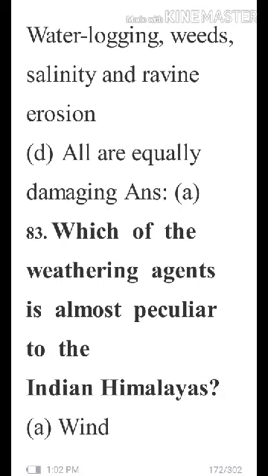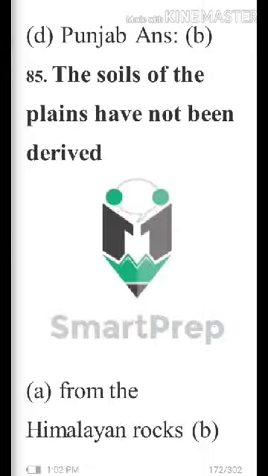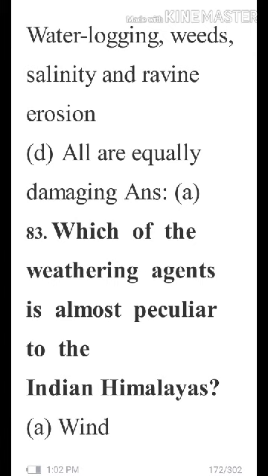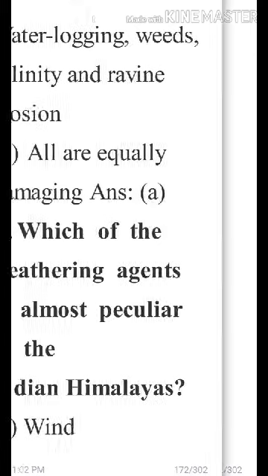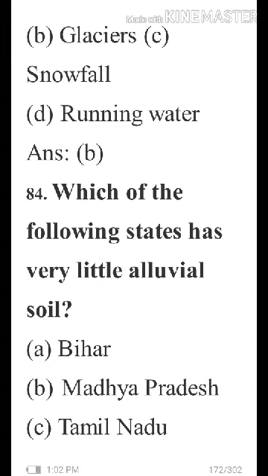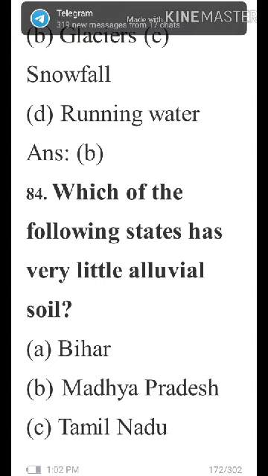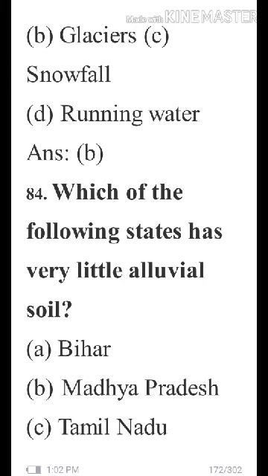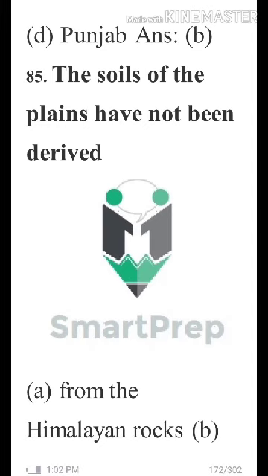Next, which of the weathering agents is almost peculiar to the Indian Himalayas? Glaciers. Which of the following states has very little alluvial soil? Madhya Pradesh has little alluvial soil because there is no coastal land, there are no seas.